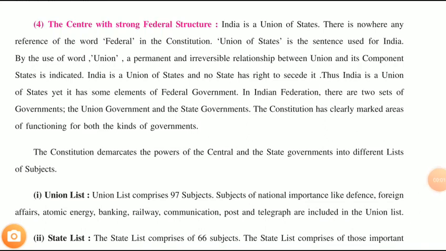The fourth feature of our constitution is the center with strong federal structure. India is formed of different states and union territories. Union territories are governed by the president, whereas different states are governed by chief ministers. So in all, India is formed of a union of union territories and states.